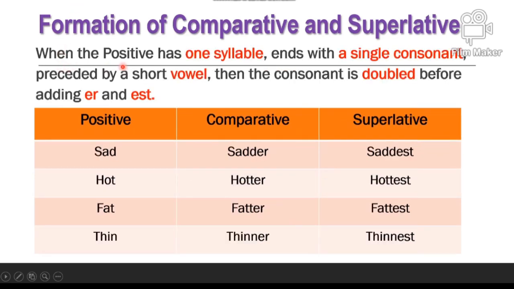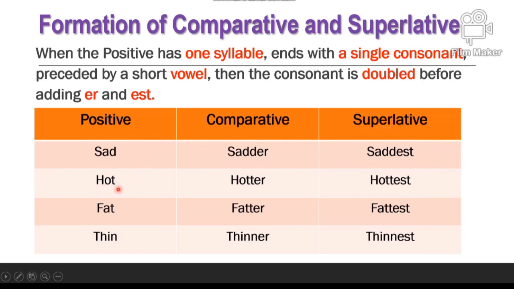Next rule, when the positive has one syllable and ends with a single consonant preceded by a short vowel, then the consonant is doubled before adding er or est. Let us see examples and it will be very clear. Sad. Here, only one syllable is there. It ends with d, which is a single consonant, and before d comes a, which is a vowel. So, we have to double the d. Sadder. Double d, and we have to add er for comparative and est for superlative.